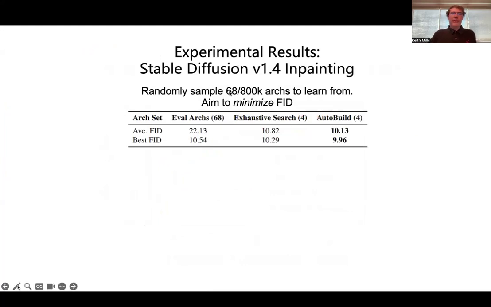We designed the search space ourselves, and it only actually contains 800,000 architectures. Because this is a tractable amount to consider, we can use the gold standard, which is exhaustive search that globally iterates across the entire search space and tries to find what it considers to be the best architectures. However, AutoBuild is even able to beat the exhaustive search in this scenario by finding architectures that are better at minimizing the FID score compared to the exhaustive search.